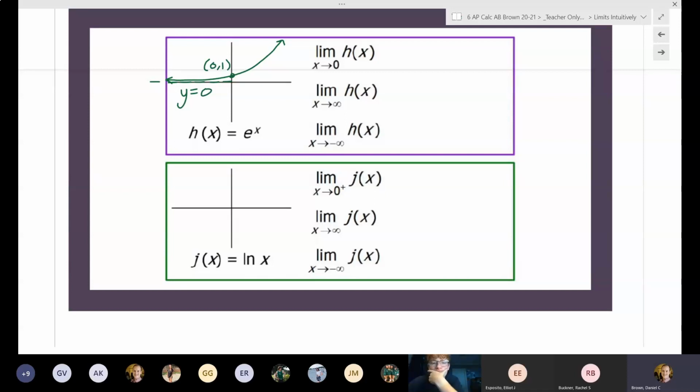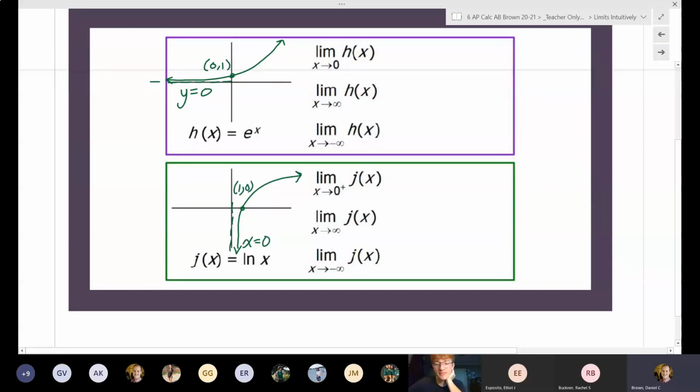The natural log graph, which is the inverse of e to the x, instead has a vertical asymptote instead of a horizontal one. Its vertical asymptote is at x equals 0. And since it's the inverse, instead of crossing at (0, 1), it's crossing at (1, 0).